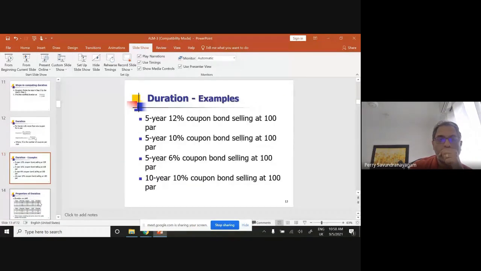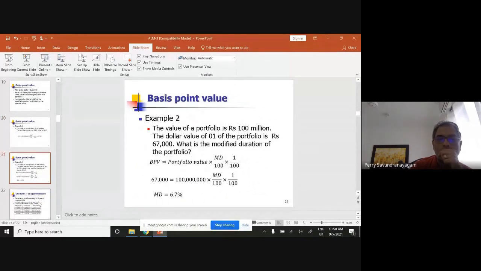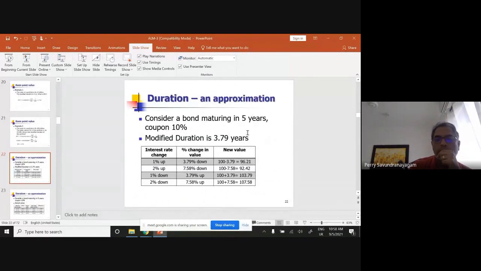So let's look at the calculation here, then you'll understand. So here is 3.79 years. The price of the bond is say 100, but you're basically adjusting it by the modified duration to get the new value of the bond. If it goes down by say 1%, in other words, it's issued at par. When you buy it at par, it's 100. The coupon is 10. Suddenly the interest rates go up by 1%.